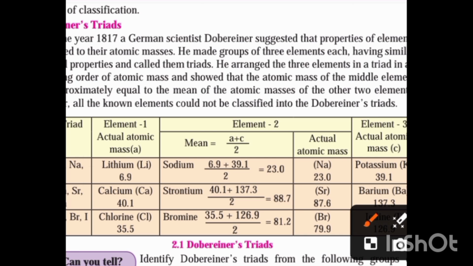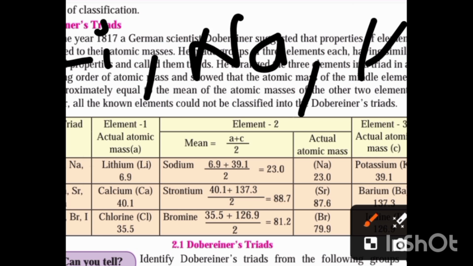Okay, so he made groups of 3 elements. This might be asked in an MCQ: how many elements did he put in a group? So 3 elements. The 3 elements having the same chemical properties he named a triad. So talking about lithium, sodium and potassium, they have the same chemical properties and they belong to a group number.